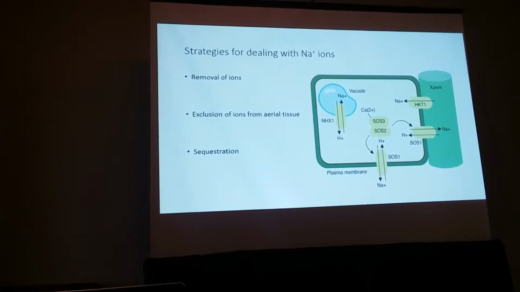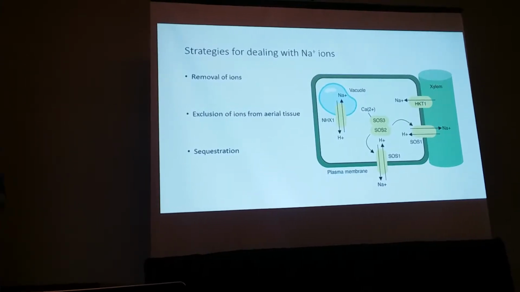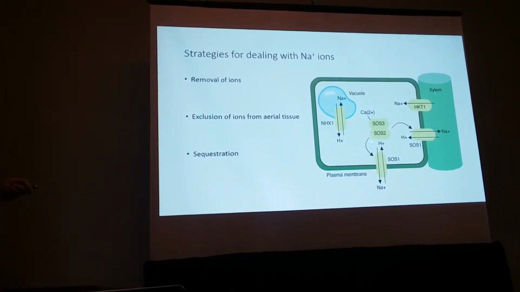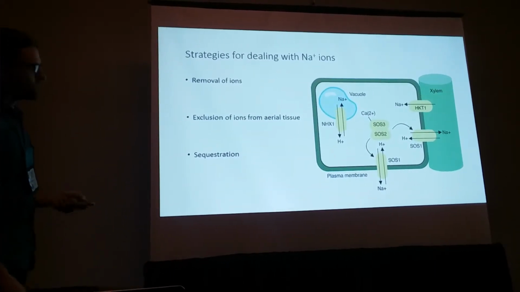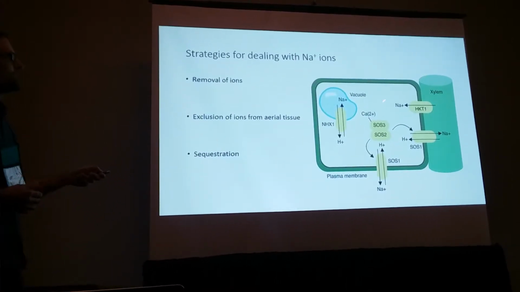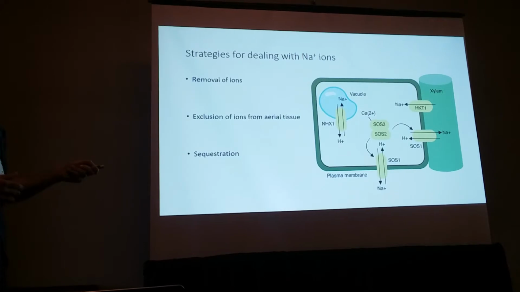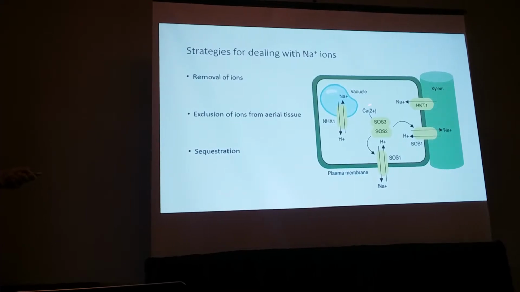So the candidate genes we are starting with are all involved in dealing with excess sodium ions. And plants have three general strategies for dealing with sodium ion toxicity. One is removing those ions from the cell, so as the sodium accumulates in the cytoplasm, the plant pumps it back out with a sodium transporter. Another strategy is to exclude these sodium ions from the photosynthetic tissues. So as the sodium is accumulating in the cytoplasm of the roots, they somehow prevent that from getting into the xylem stream and going up into the photosynthetic tissues. And alternatively, they can just sequester the sodium in the vacuole.